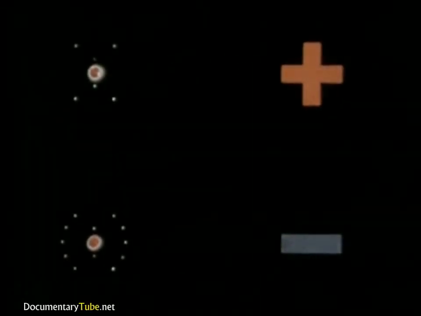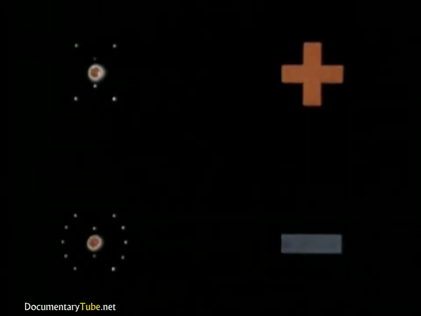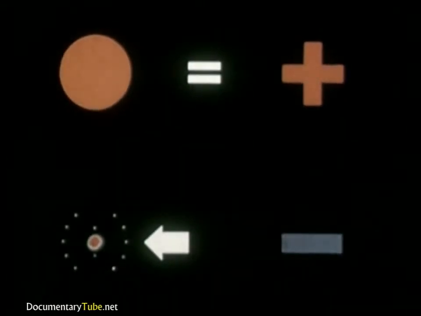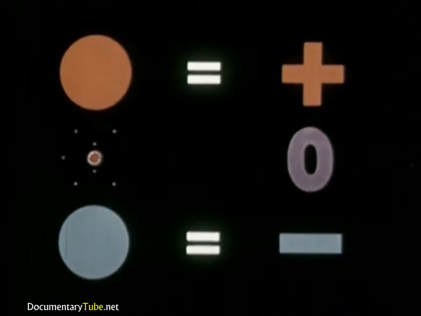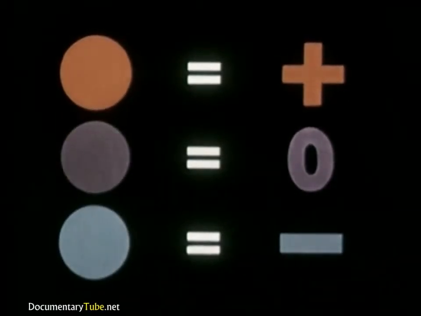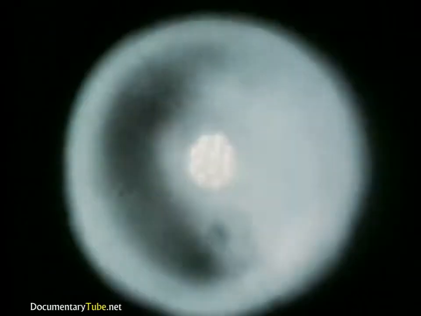In order to visualize better the effect of this, let's introduce a color code in which the positive charge, or an absence of electrons, is represented with red, and the negative charge, a predominance of electrons, with blue. Then an object that is in electrical balance will be purple, an equal part of each of the positive and negative charges.